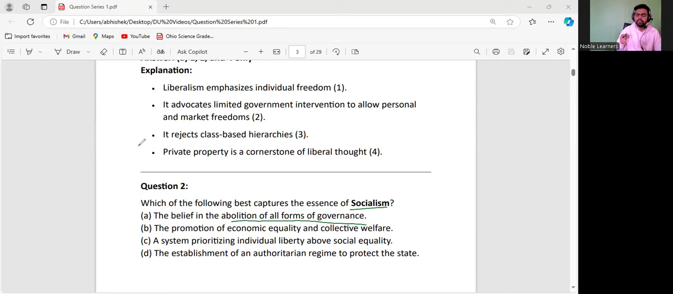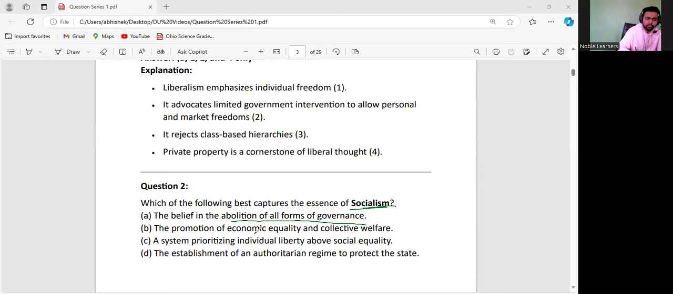Evolutionary socialism, in fact, believes that the state is a necessary good. That means the state could be the entity which helps to establish socialism in society. Socialism tries to maintain the dignity of society. According to them, society is more important and individuals should work in favor of society. So individuals are means and society is an end for them. This is what socialism is all about. So the abolition of all forms of governance, that's wrong. It is not doing that.